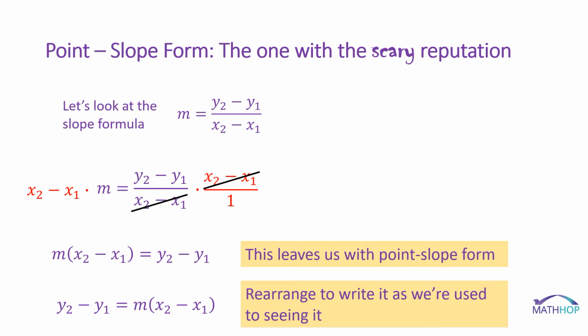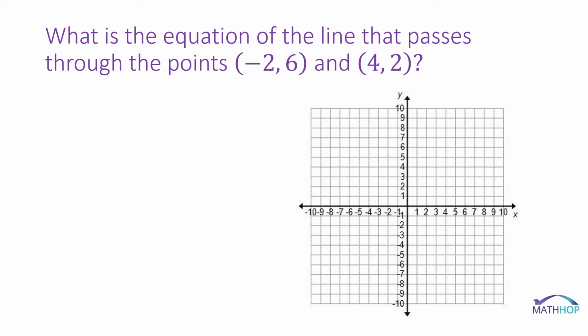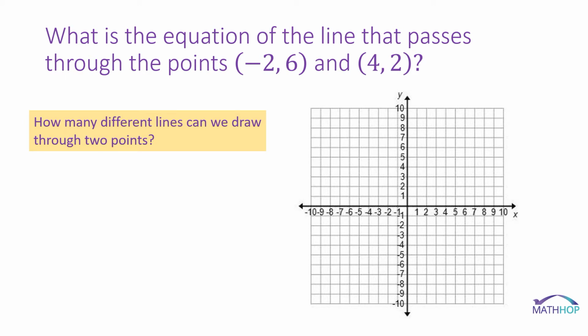Okay, so now let's talk about what's the equation of the line that passes through the points (-2, 6) and (4, 2). Well, before we even talk about that, let's talk about how many different lines we can draw through 2 points. If I ask you to write an equation of the line that passes through 2 points, is there only one? Well, let's see. We want to know how many different lines we can draw through 2 points.